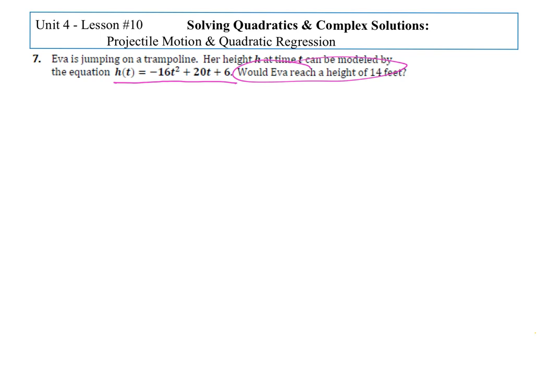So again, to find maximum height, which is what we're essentially asking, we have to first find the time of the maximum height. Okay, so 2 steps. Our first step, we want to do t is equal to negative b over 2a, because that gives us the time of the highest point. A is negative 16 and b is 20. So let's plug those in.